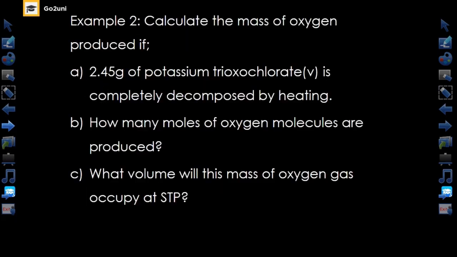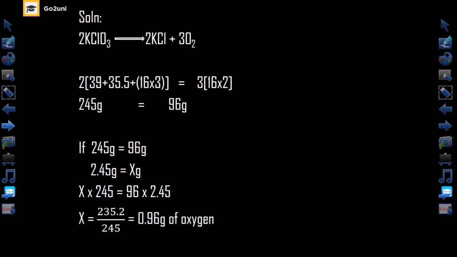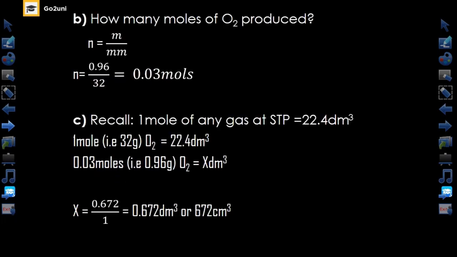Now let's take a look at the second part of the question. It says, how many moles of oxygen molecules are produced? Let us take a look at how to calculate the moles of oxygen produced. We recall that moles, n, is equal to mass over molar mass. So we simply put the mass of oxygen we just calculated, which is 0.96, and we know the molar mass of oxygen is 32, so we divide 0.96 by 32, and the moles of oxygen gas produced is 0.03.